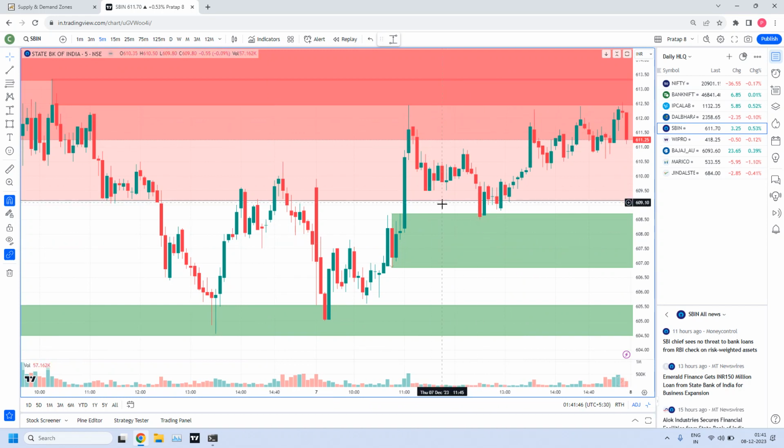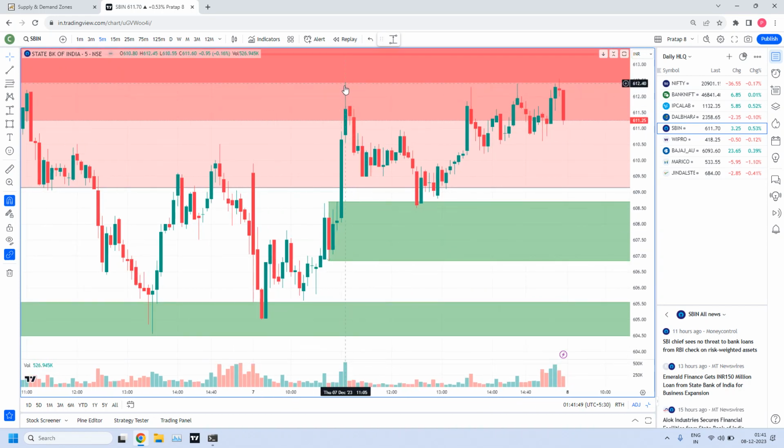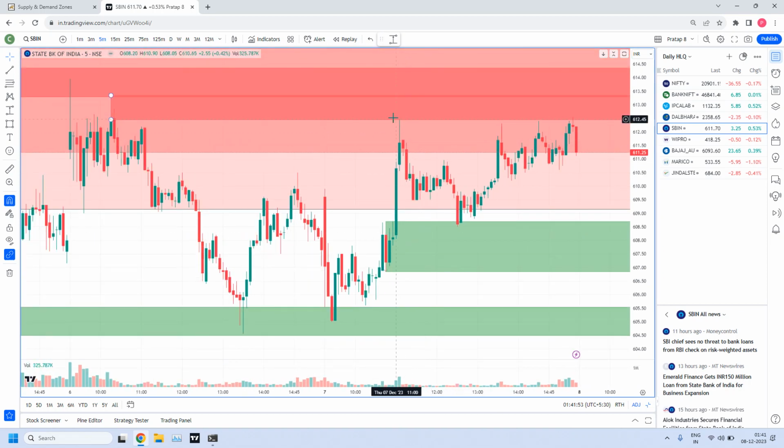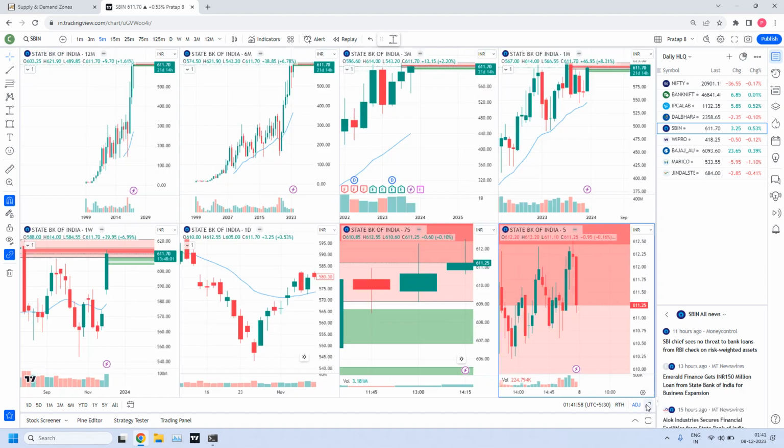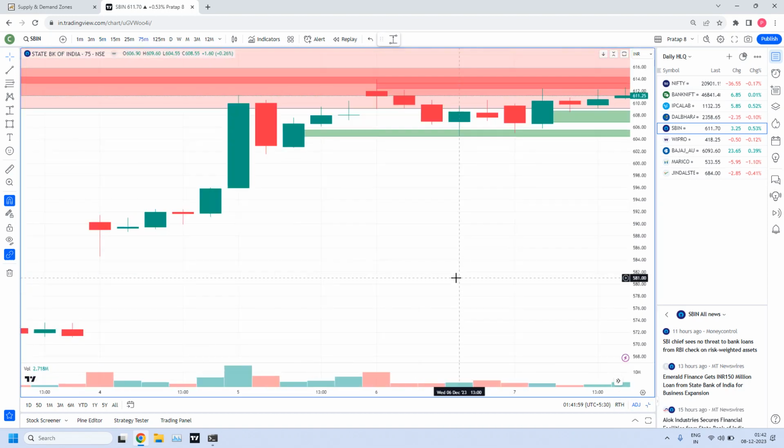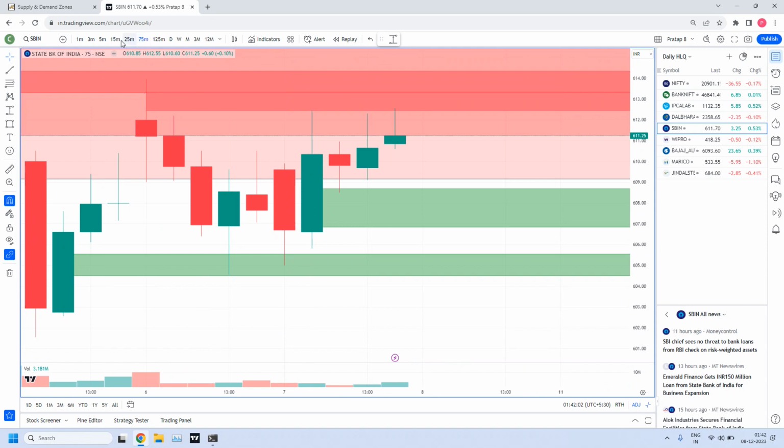Okay, now what happened? We got the entry. This is the second entry. Prices, see the rejection after that. Now what about our target? We have already drawn a new target.